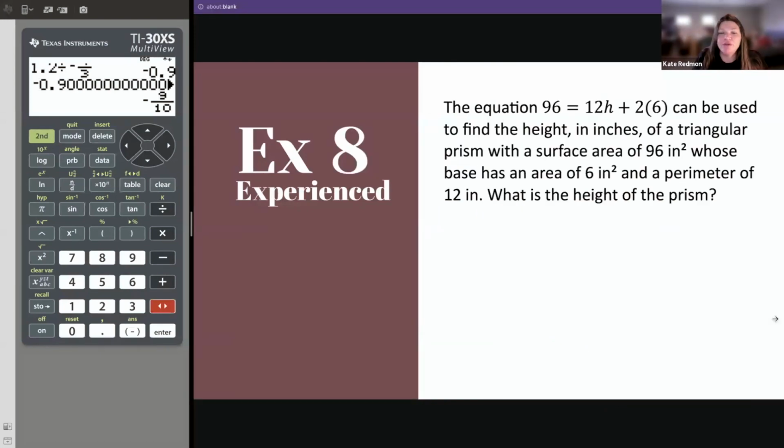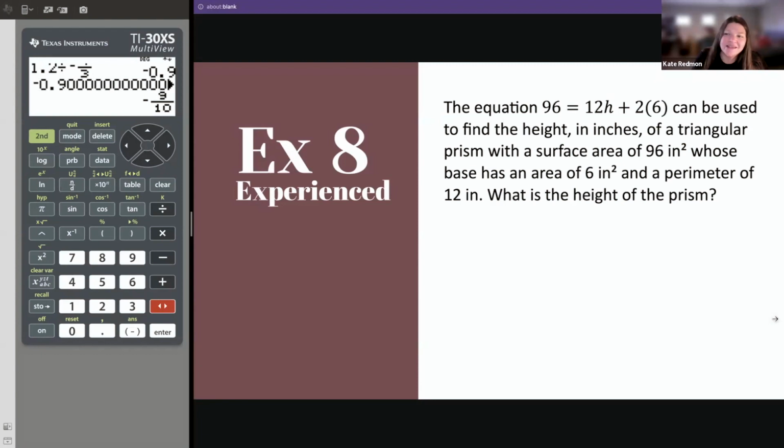All right, don't get intimidated by example 8. This is one of those cases where something we usually find challenging, word problems, is actually going to be made easier by algebra. So the equation 96 is equal to 12h plus 2 times 6 can be used to find the height in inches of a triangular prism with a surface area of 96 inches squared, whose base has an area of 6 inches squared, or square inches, and a perimeter of 12 inches.